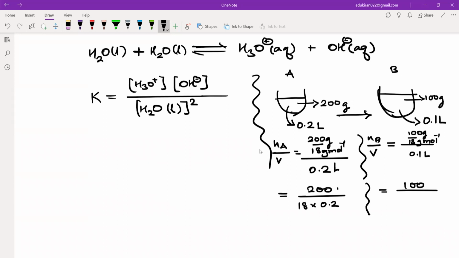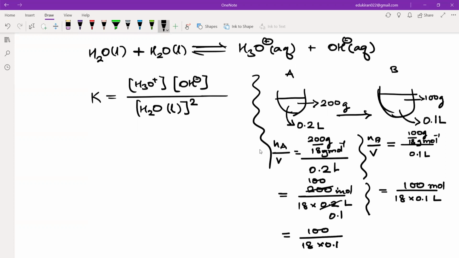Yeah, 100 upon 18 into 0.1. There will be moles here and liters here. Here also will be moles, and here there will be liters. And we can cancel this as 0.1 and this as 100. Yes or no? Tell me, guys.